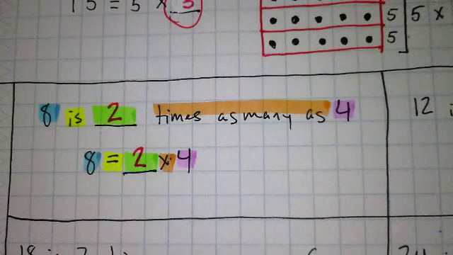Everyone see this? So 8 is 2 times as many as 4. Really, it's just asking 8 equals what? Or 8 equals 2 times 4 is what it's saying there. Okay? So, moving over, let's look at this one.